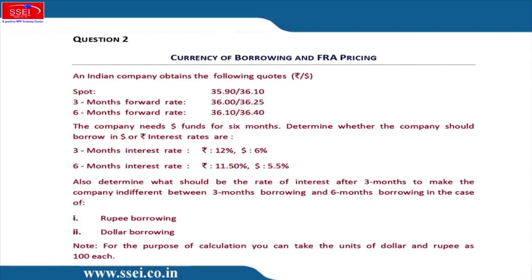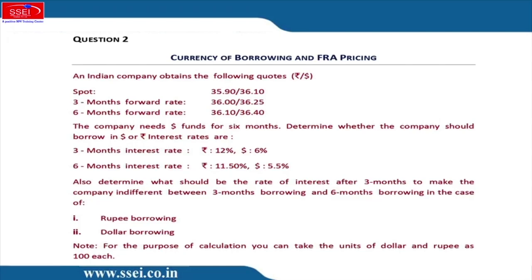So the second part is FRA pricing. The first part is we have to borrow dollars for 6 months. So which currency should we borrow? Should we borrow in rupee or in dollars? Towards the end, it's given a note: for the purpose of calculation, you can take the units of dollar and rupee as 100 each. Very good. So that means they've given us the amount to be borrowed. How much? $100.